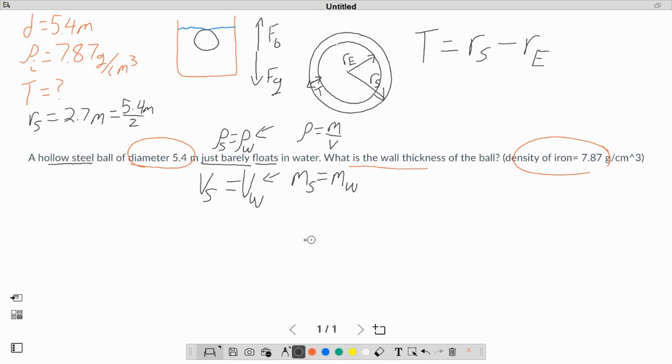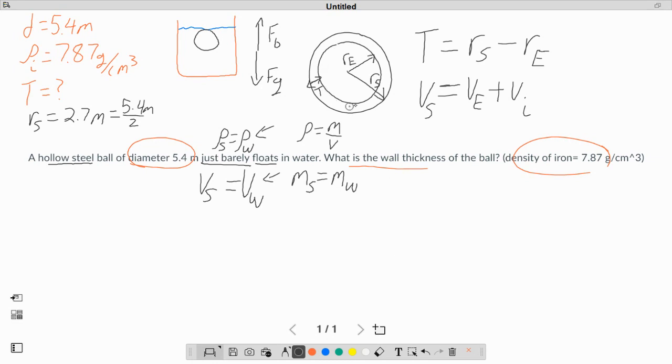Well, why do we want to find the mass of our sphere? In the end, we don't have enough information to directly find E, so we're going to have to find it another way. Essentially, we can find the total volume of the whole sphere, and we can break the volume of the sphere up into two pieces: the volume of the empty part, plus the volume of the iron part. That would give me my total volume.